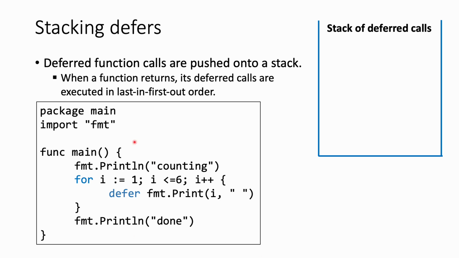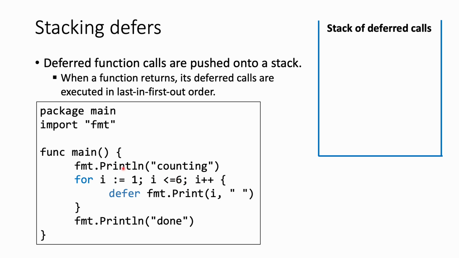For example, in this main function, there is a for loop with the control variable i going from 1 to 6. And for each value of variable i, it executes a defer statement with the call to function Print to print out the value of i followed by a space. So there are 6 deferred calls to function Print in this main function, where the print of 1 is deferred first and the print of 6 is deferred last.